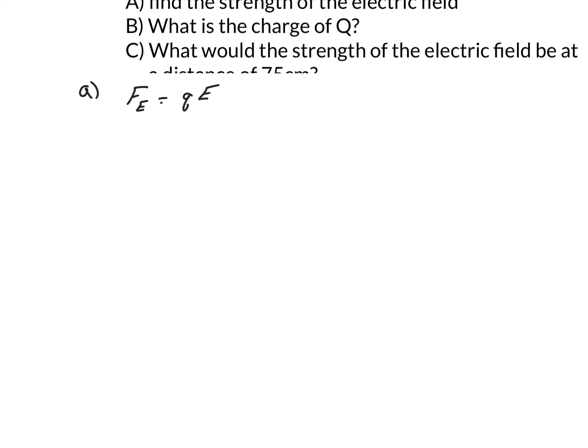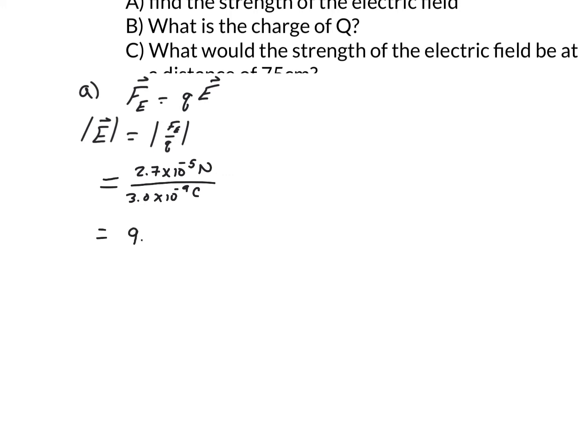To solve Part A, let's first remember that the electric force can be written as the charge times the electric field, which means that the electric field in magnitude is going to be equal to the electric force divided by our smaller test charge. Now the force was given to us at 2.7 times 10 to the -5 newtons, and our test charge had a charge of 3.0 times 10 to the -9 coulombs, which gives us an electric field at this point of 9,000 newtons per coulomb.